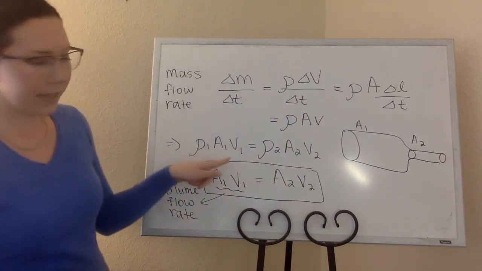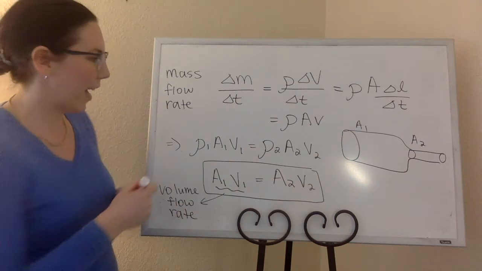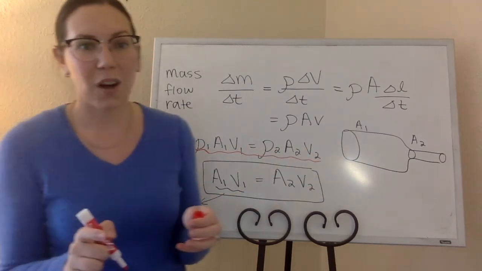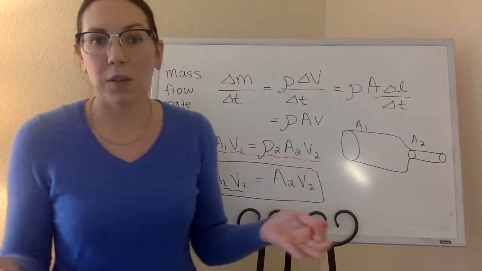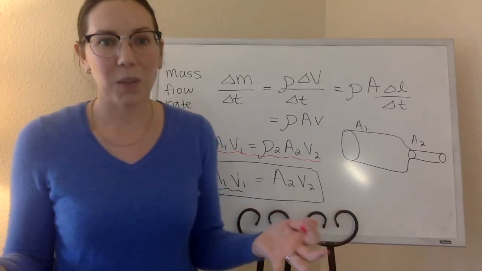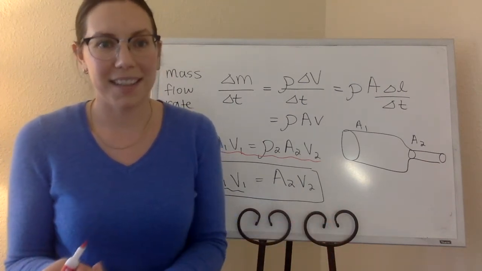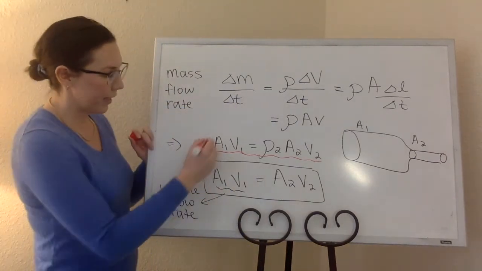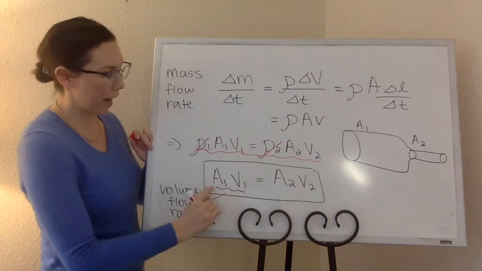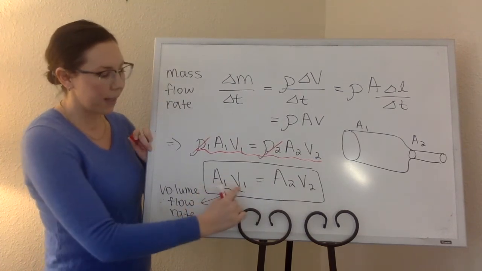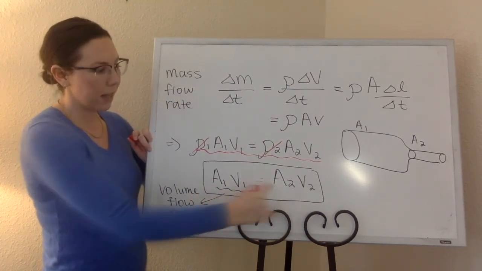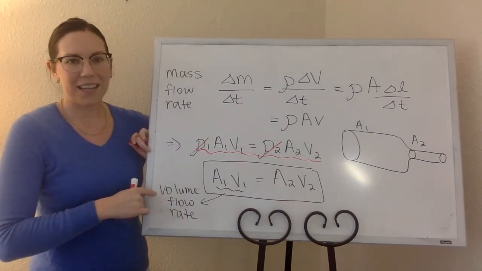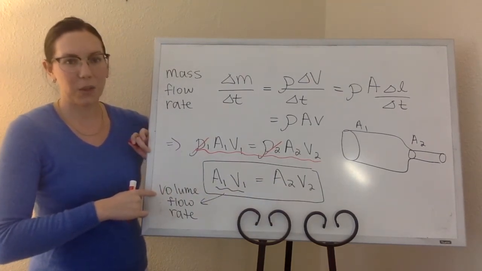Now, this itself here, I'll use red, is called the equation of continuity. Now, usually, and especially in this course, we're looking at fluids of constant density, such as liquids. So in that case, the density would be constant, and we can write it as A1 area times v1 speed equals A2 v2. And this is the form of the equation of continuity that we will use.